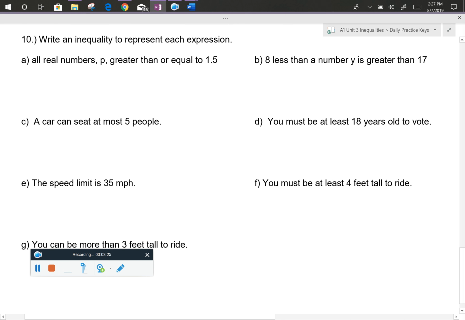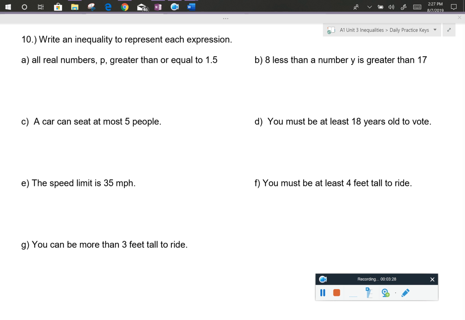In number 10, we're being asked to translate words into symbols. Write an inequality to represent each expression. All real numbers p greater than or equal to 1.5. So p is greater than or equal to 1.5. 8 less than a number y is greater than 17. So we have a number y, and we're going to subtract 8 from that. That difference is going to be greater than 17.